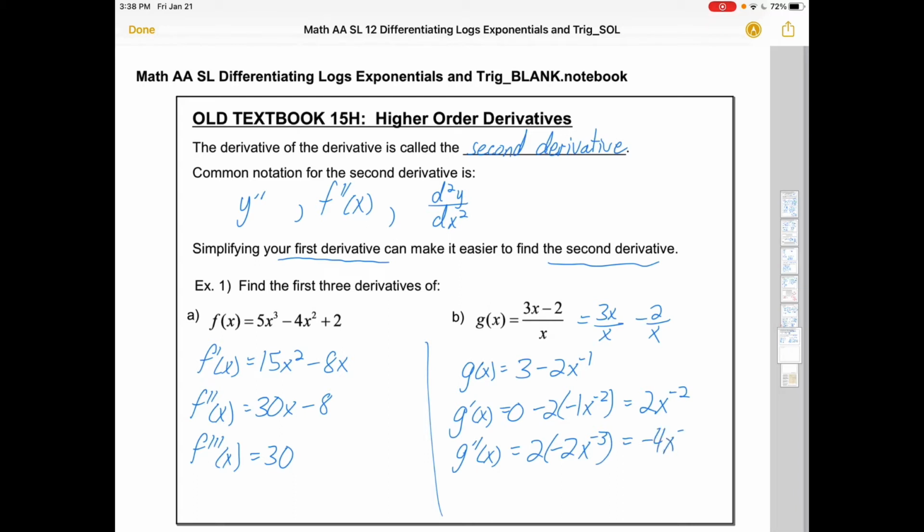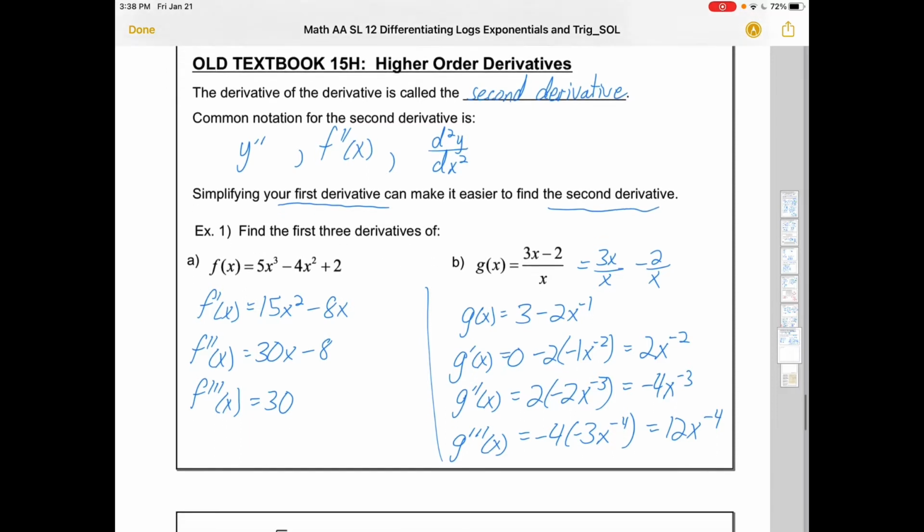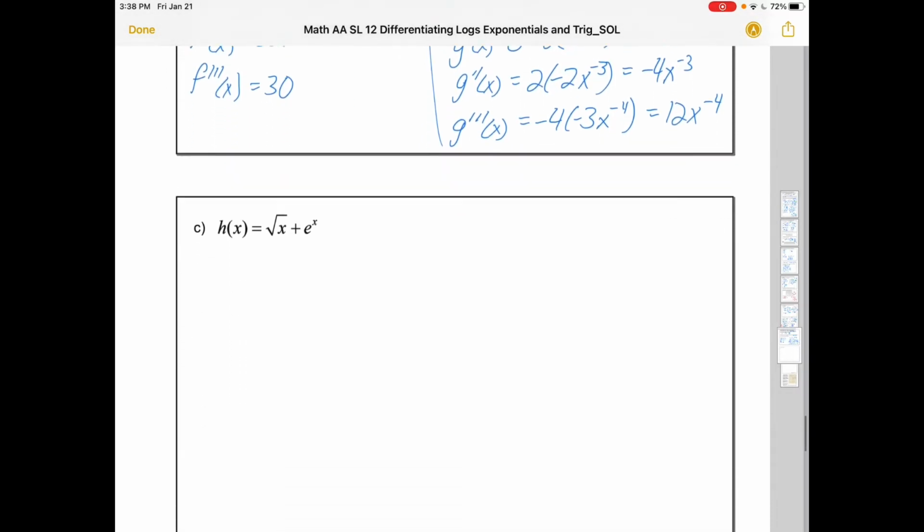So whereas initially we might have thought they all zero out eventually, here we see that some functions do and some don't. So negative 4, negative 3x to the minus 4. The third derivative is 12x to the minus 4. And we just follow our rules. There's some factorial stuff happening here behind the scenes.